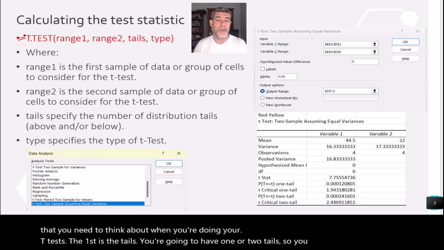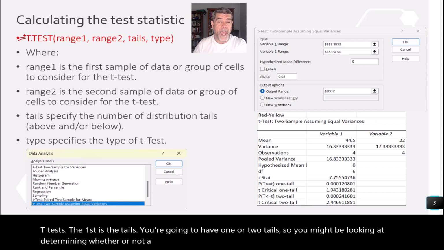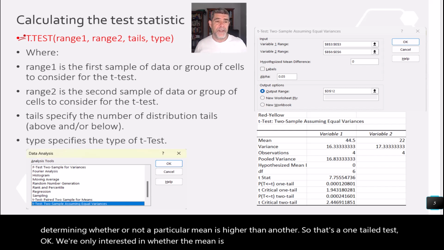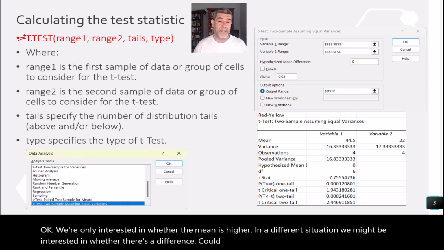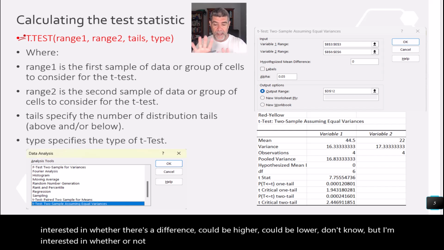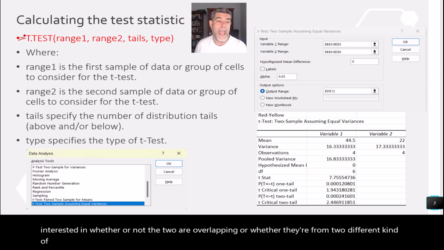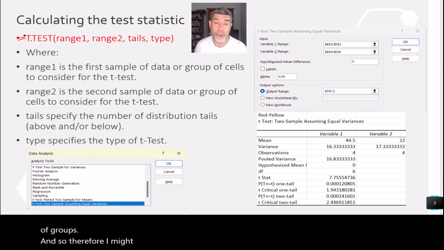So you might be looking at determining whether or not a particular mean is higher than another. So that's a one-tailed test. Okay, we're only interested in whether the mean is higher. In a different situation, we might be interested in whether there's a difference. Could be higher, could be lower, don't know. But I'm interested in whether or not the two are overlapping or whether they're from two different kind of groups. And so therefore I might be looking at a two-tailed test there.